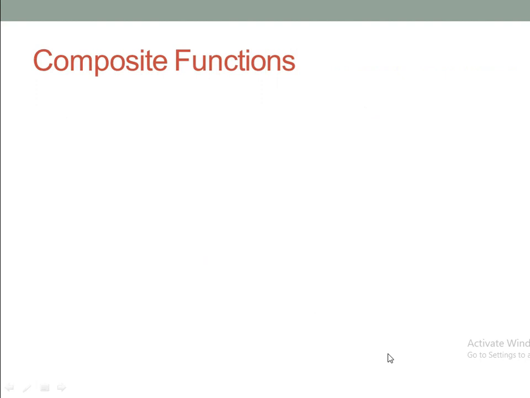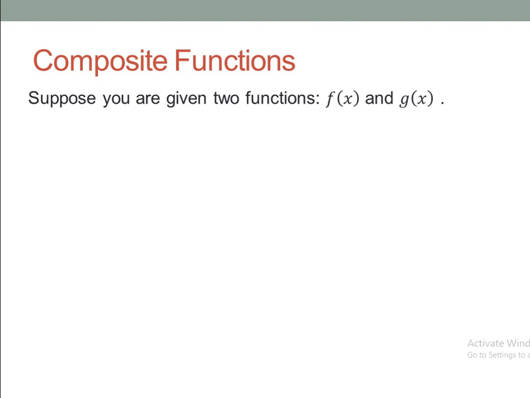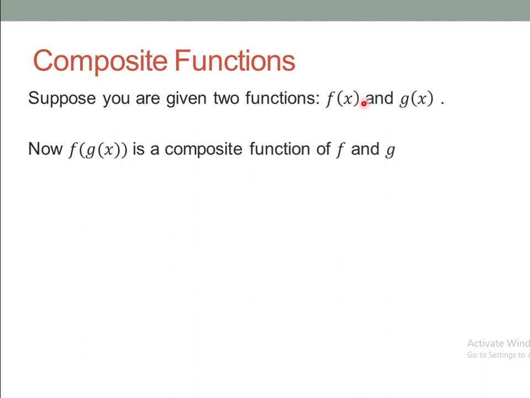Composite functions. What is composite functions? Suppose you were given two functions f of x and g of x. Now here input is x, but if you use g of x instead of x as an input of function f of x, then it is a composite function. It is composite function of f and g, and this function is shortly written as f o g x, that is function of function, which is composite function.